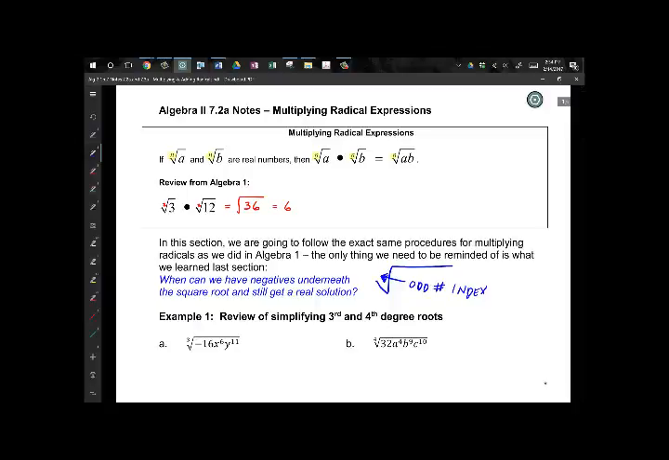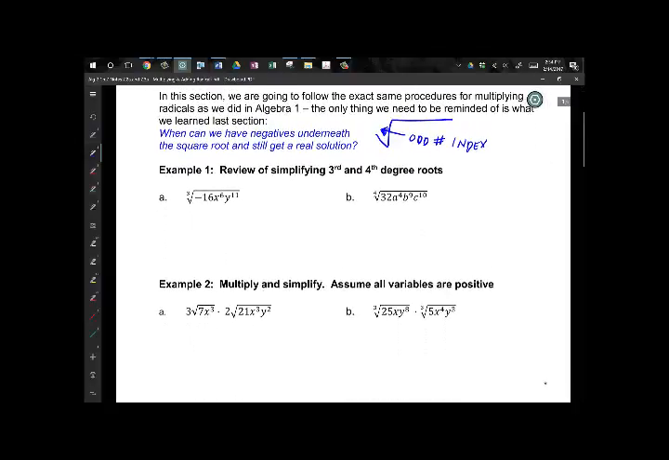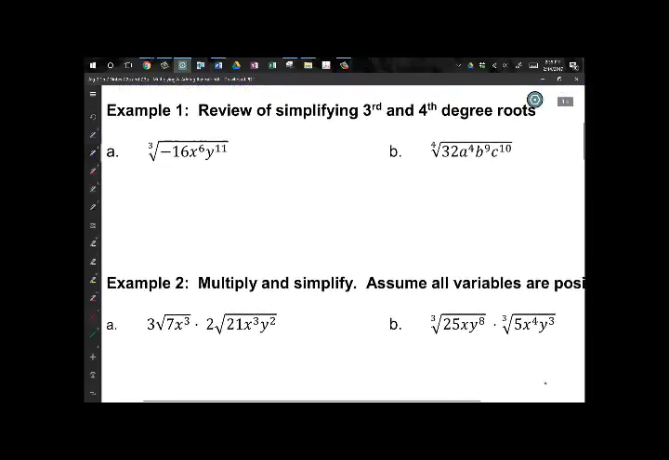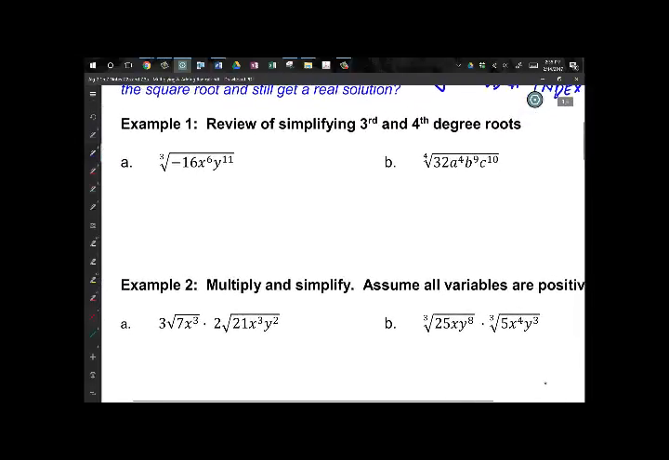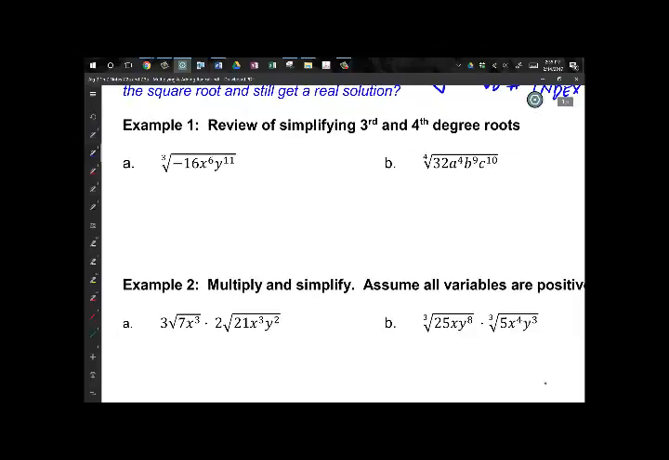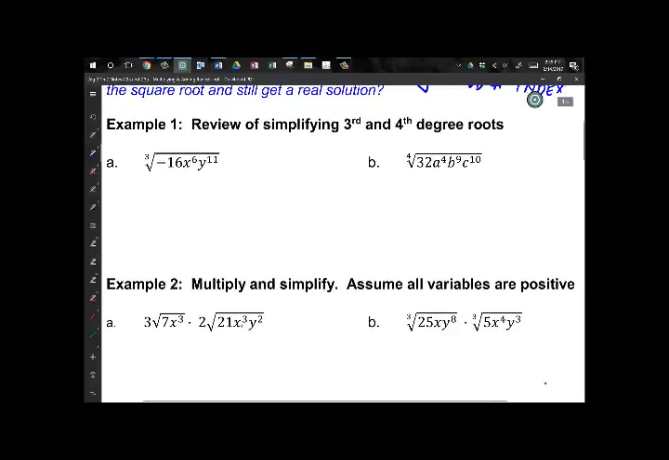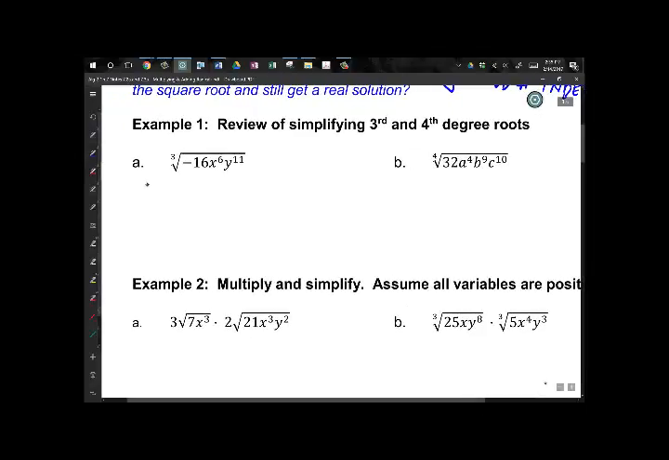So let's take a look at our problems here. We have a couple examples just to walk us through. This first one, we're going to review third and fourth degree roots. Remember, we're going to break this into a perfect cube times what's left over. So here my first bracket is going to be my perfect cube, and then my second bracket is going to be what is left over.